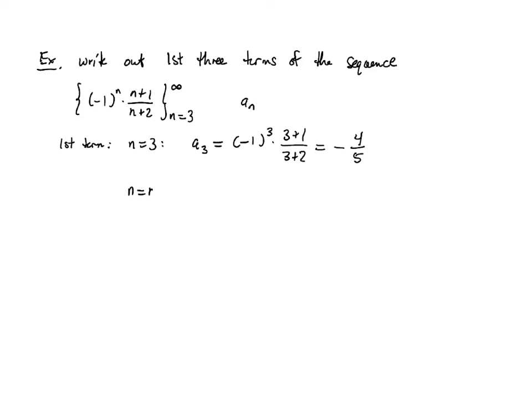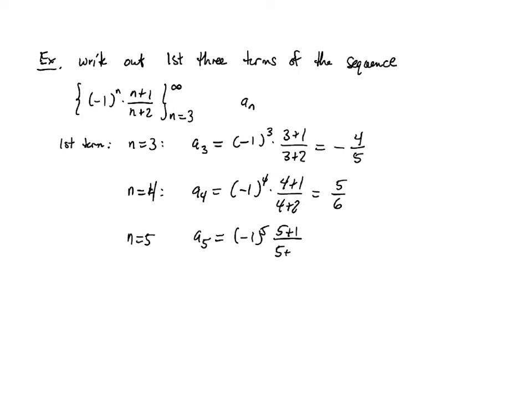The next term when n equals 4, a sub 4 is (-1)^4 times (4 plus 1) over (4 plus 2), so we get positive 5/6. And then the next one, a sub 5, we get (-1)^5 times (5 plus 1) over (5 plus 2), so we have negative 6/7.